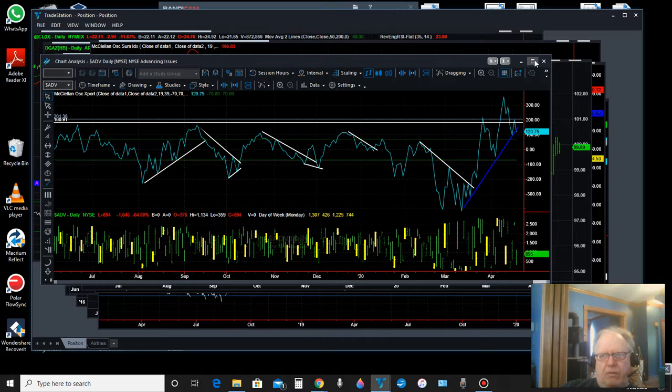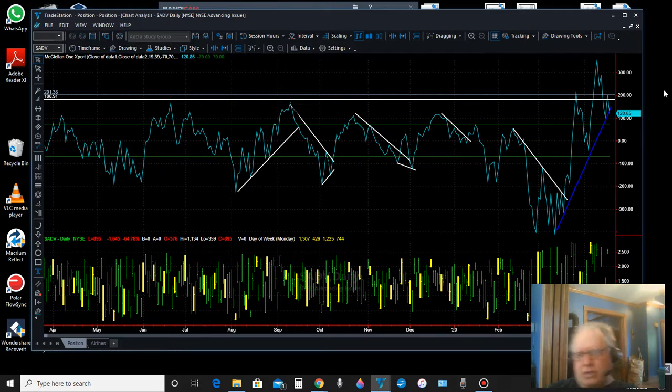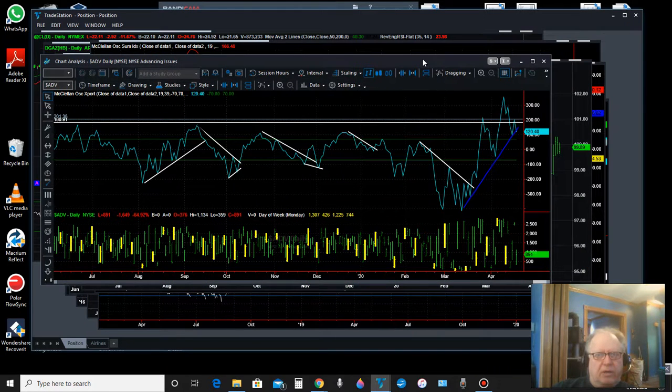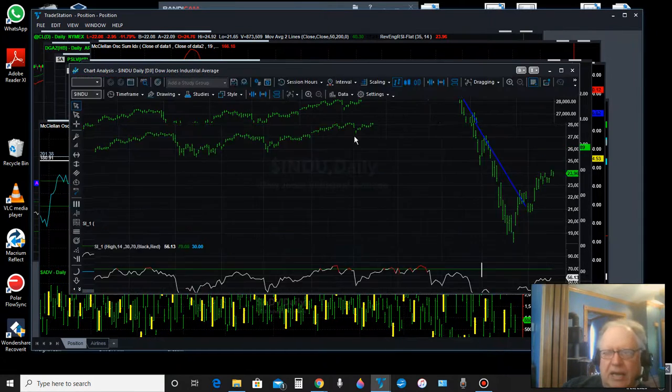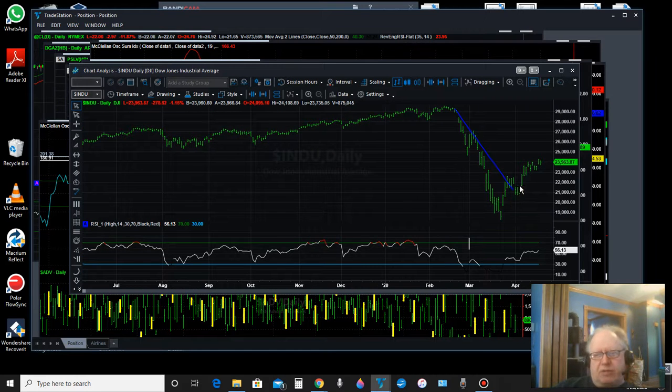And I will expand this. You'll see that there's a zero line here, and now it's above zero, which is a good thing. As long as it holds above zero, it's kind of a positive time to be in the market. And this is when you can make a lot of money in the market because stocks have sold off. You just got to be in there first, not last. So here's the Dow. It's broken up through this downtrend line. Doesn't mean it'll go back to here anytime quick, but it's headed in that direction.